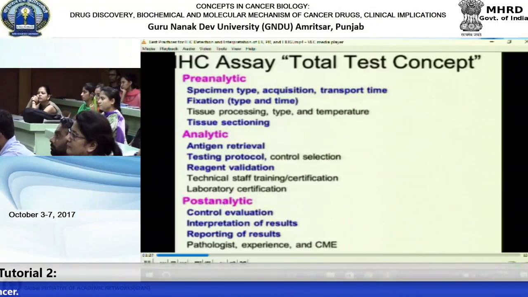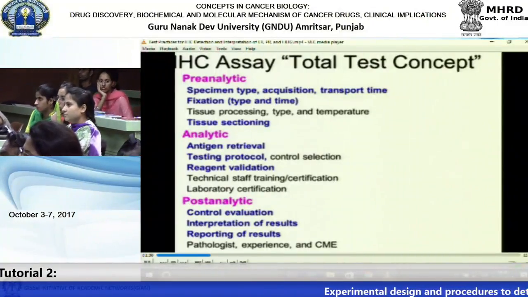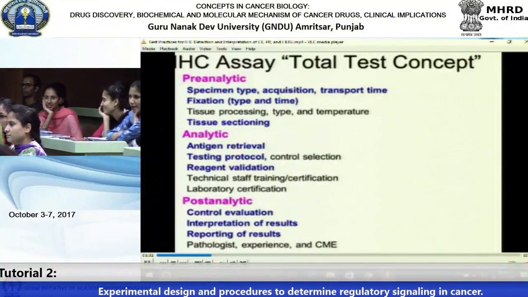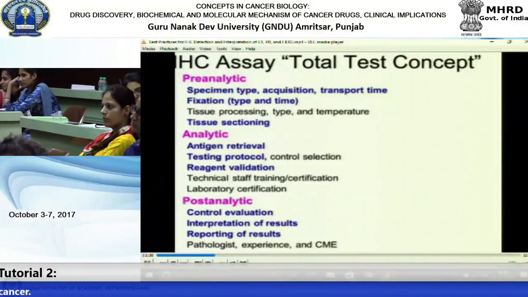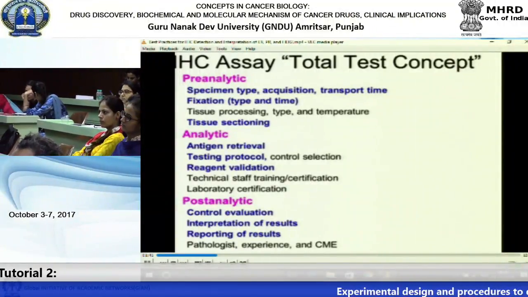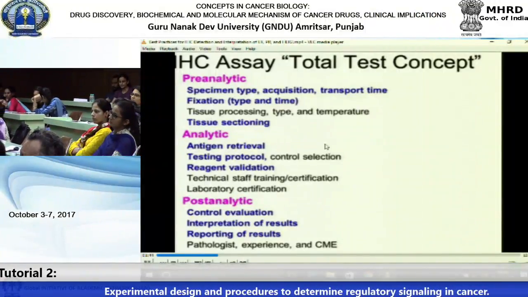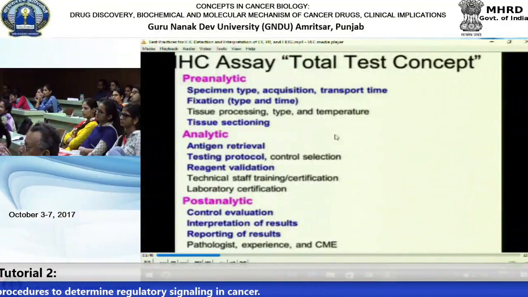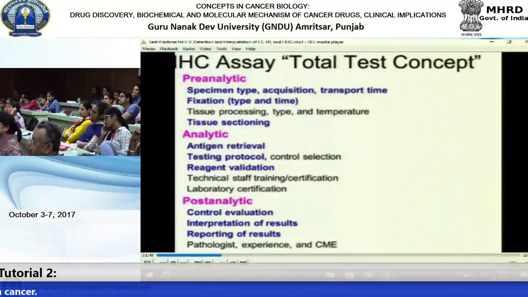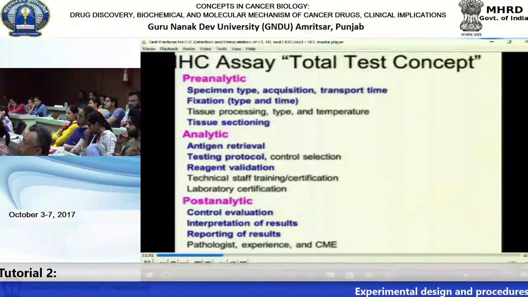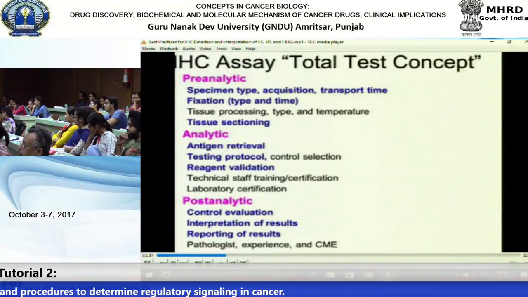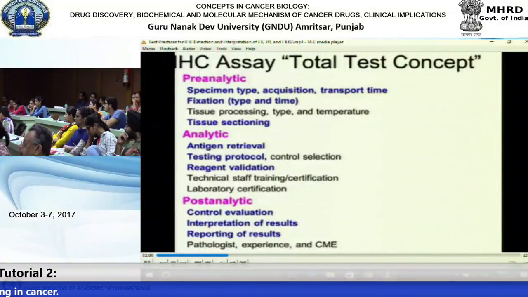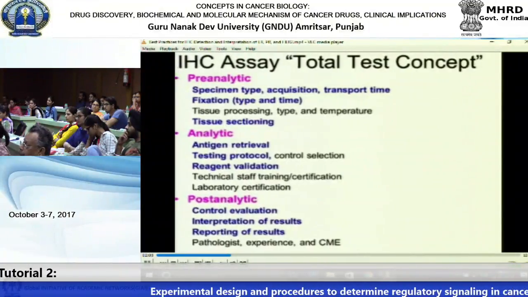Hopefully today I will have enough time to discuss the items in blue: specimen type, acquisition, transport time. A very important issue today is fixation for breast biospecimens, and tissue sectioning, which does not get attention because many of you are doing immunohistochemistry. And then moving into the analytic compartment, we'll talk briefly about personalized antigen retrieval, our testing protocol here at Clinical Laboratory Partners, Hartford Hospital, and a little bit about reagent validation. And then finally, we have the post-analytic compartment, which is evaluation of controls, interpretation of results, and reporting these results.